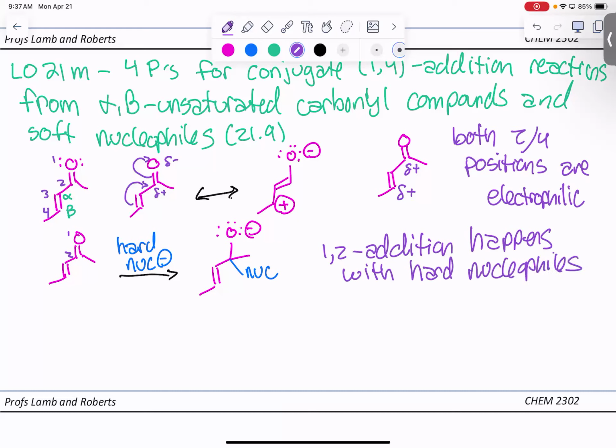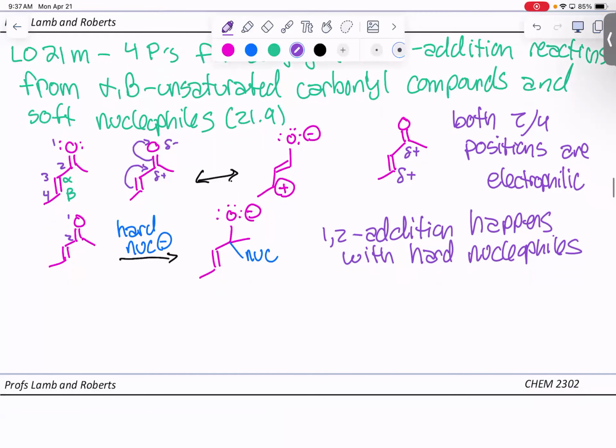Right, this has to do with the orbital overlap, which is a little bit beyond this class, but if you take a next chemistry class in the sequence, they would definitely talk about the reasons why. So I'll tell you it has to do with the molecular orbital overlap. Okay, so now that we've established this for a hard nucleophile, what about these soft nucleophiles that we're just talking about today?